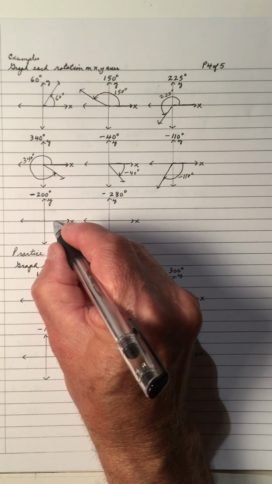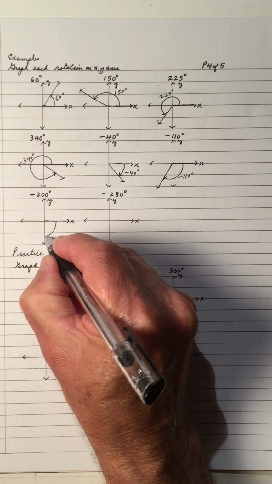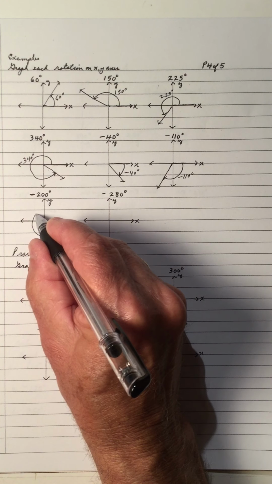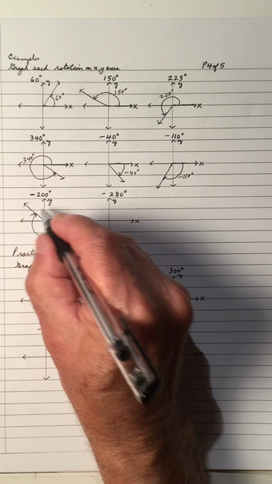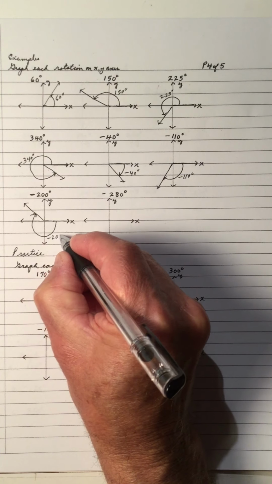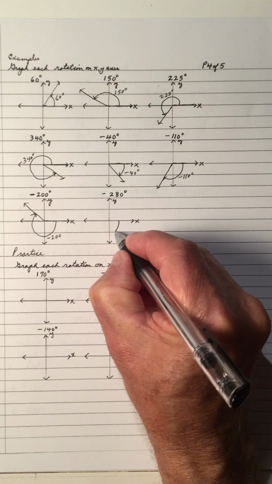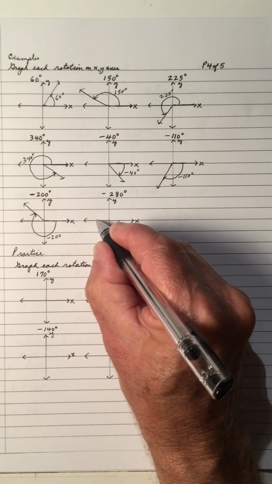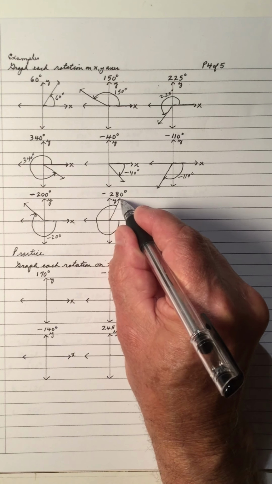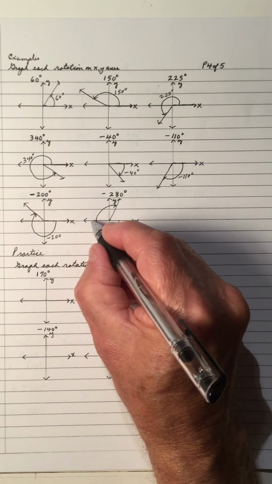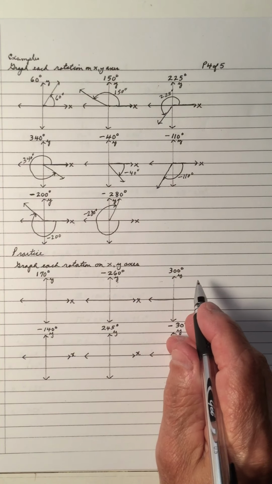And negative 200 is from the initial arm, negative 90, negative 180, and some more. So there's the rotation, and negative 200. Negative 280 is negative 90, negative 180, negative 270, and some more. We're into the first quadrant with a negative rotation. So the negative 280 rotation.